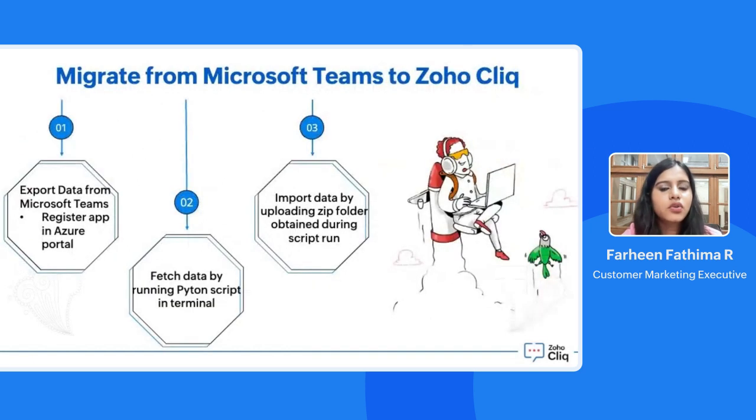Now let's look into how you can migrate from Microsoft Teams. So Microsoft Teams to Zoho Cliq is just a three-step process. The first step is to export your data from Microsoft Teams. So to do that, you have to register an app in the Azure portal.